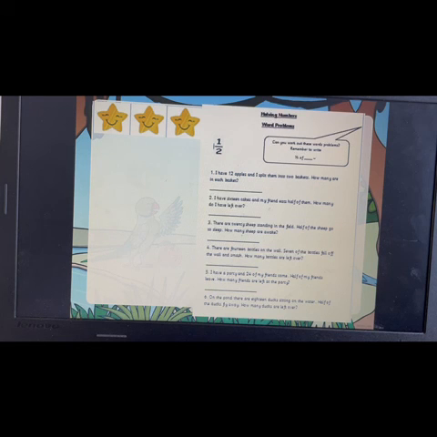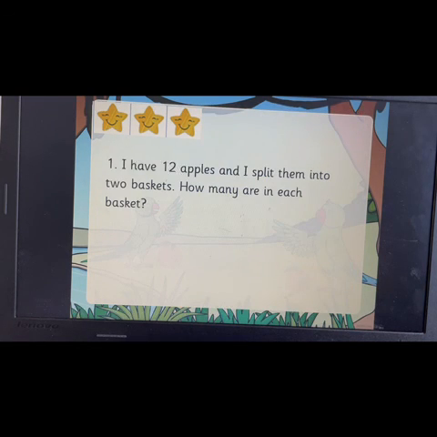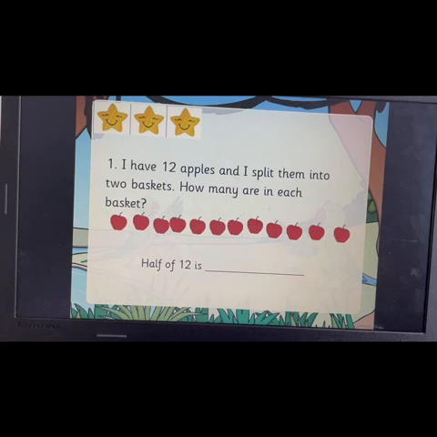Okay. So remember what we do when we have a word problem. For example, the top one. I have 12 apples and I split them into two baskets. How many are in each basket? So we read it once, we read it twice. You might want to draw the apples to help you, and that's absolutely fine. Okay, so if you need to draw something to help you, then you can do that, and then you need to write the answer. Half of 12 is, and then write the answer there.